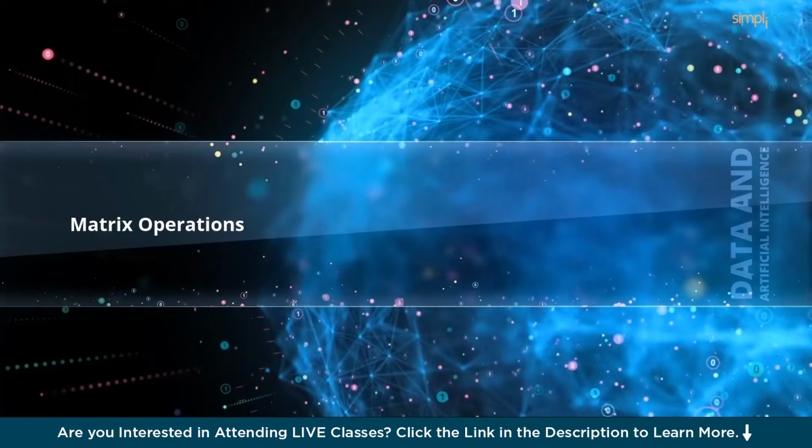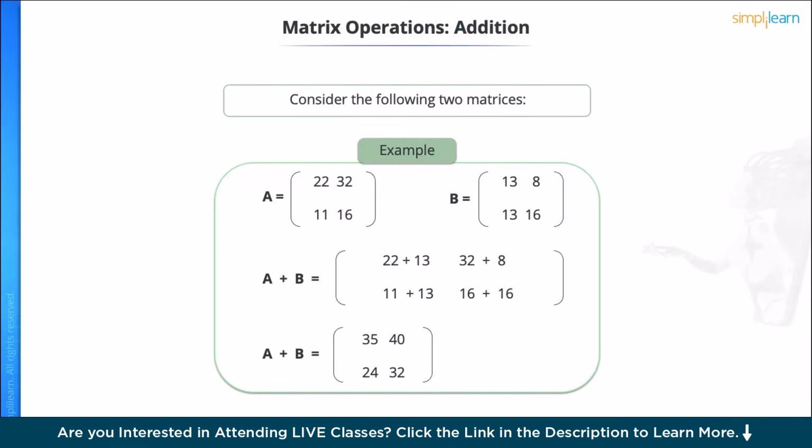Matrix operations. Addition. Addition of 2 matrices is adding their corresponding elements, as in a11 plus b11, a12 plus b12, a21 plus b21, a22 plus b22, and so on. Consider the example over here. We have a matrix A as 22, 32, 11, 16, and matrix B as 13, 8, 13, and 16.